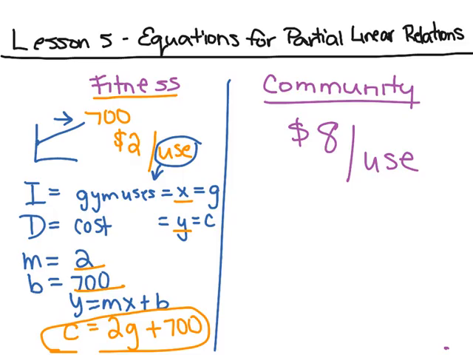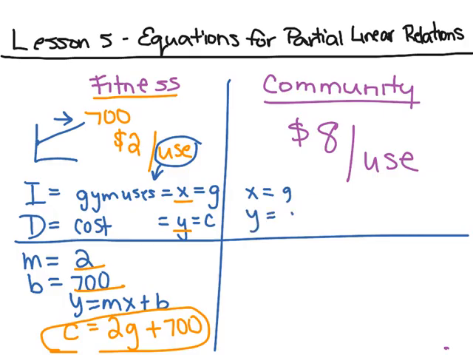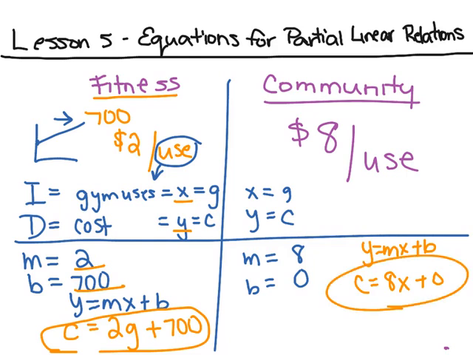Now the community center has all the same information for this. x equals g, y equals c. Our m this time is $8 per use, but there's no initial fee, so it's $0. So we have y equals mx plus b. So we have c is equal to 8x plus 0. So there are our two equations.